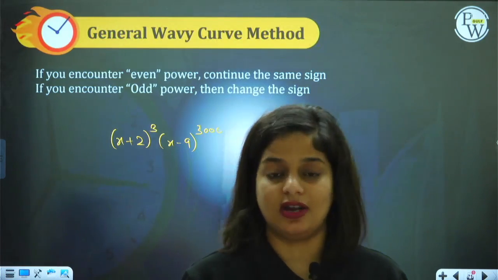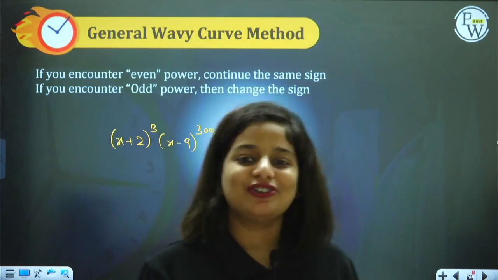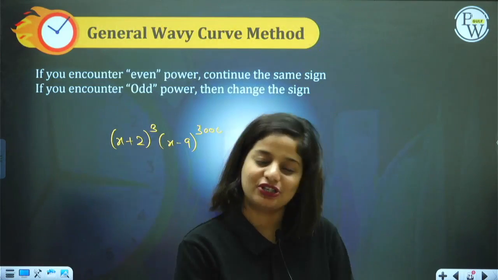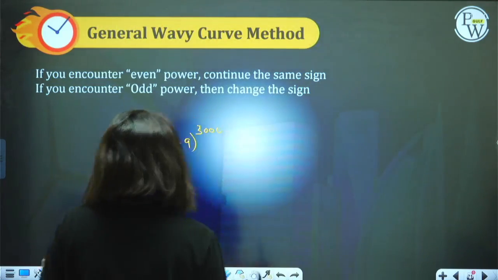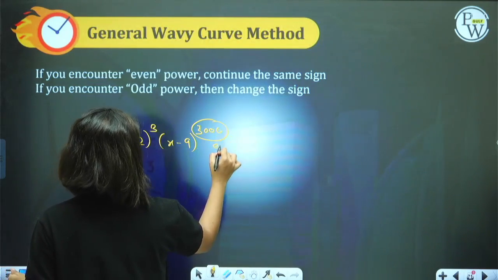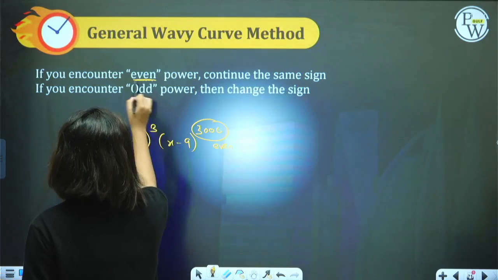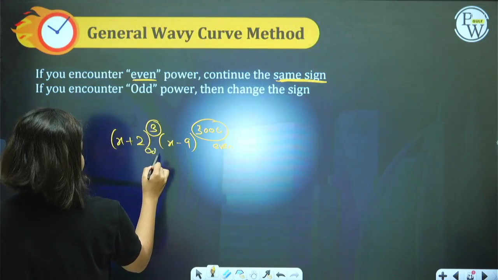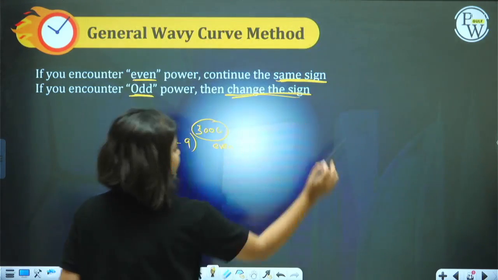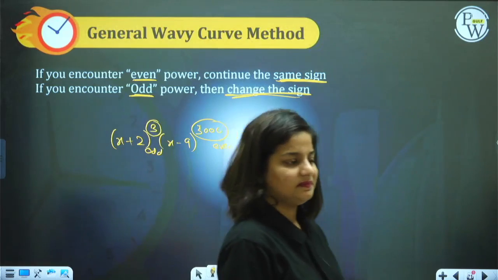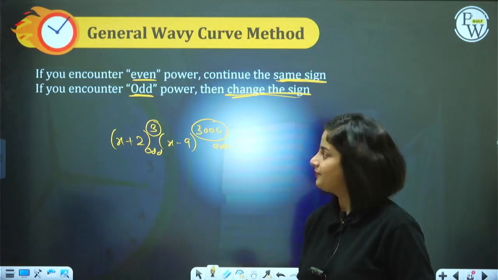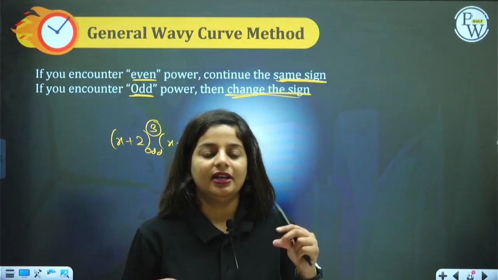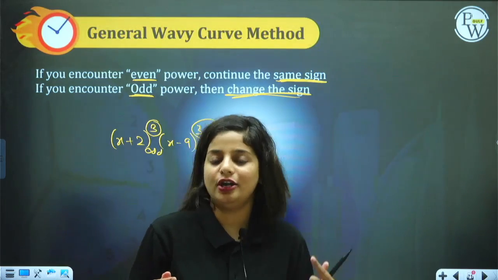We studied for linear. I said x should be linear. But what if it's not linear? I'll tell you, don't worry. I'll tell you how to deal with this type of questions very easily. One simple thing: if the power is even, you will continue with the same sign. And if the power is odd, you will change the sign. What does this mean? You'll understand, I'll take a question. Even, same; odd, change. Just remember a game. Even number, same sign. Odd number, change the sign.